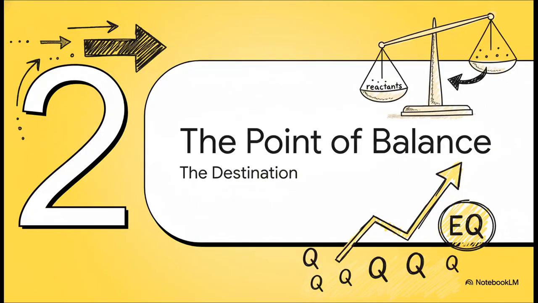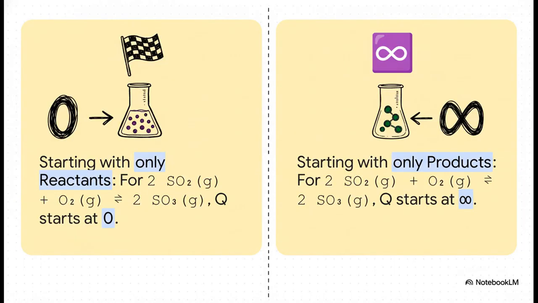Okay, now here's where it gets really cool. As a reaction moves along, the value of Q doesn't just wander around randomly. No, it's moving with a purpose. It is heading toward a very, very specific destination. So just imagine two different experiments for the exact same reaction. In the first one, we start with only reactants, no products yet. So the top of our Q fraction is 0, which means Q is 0.